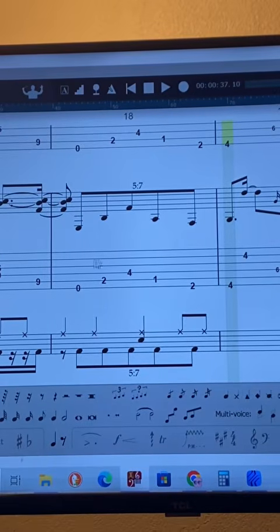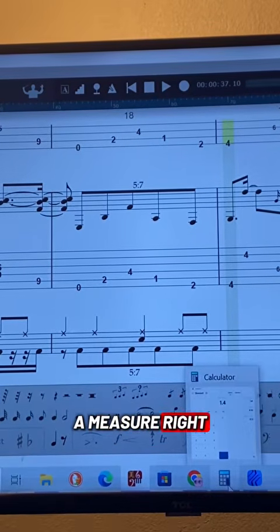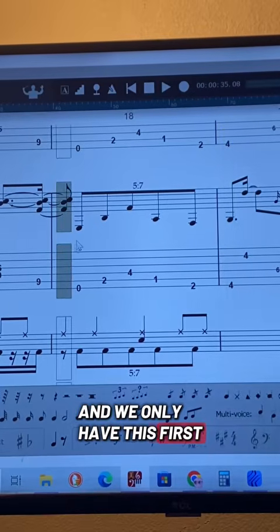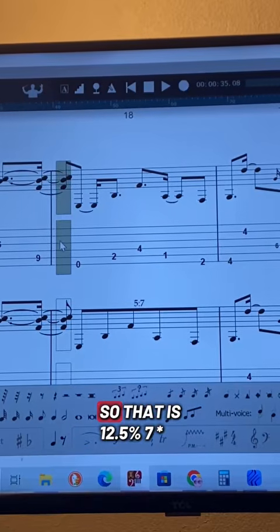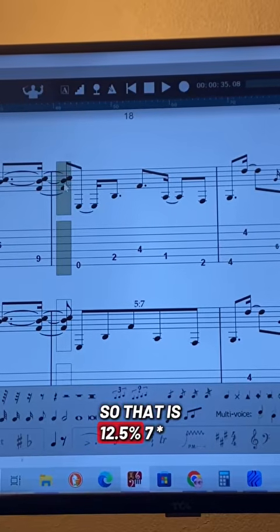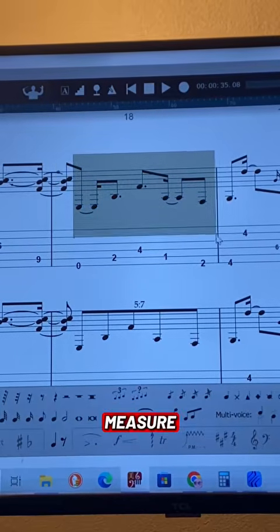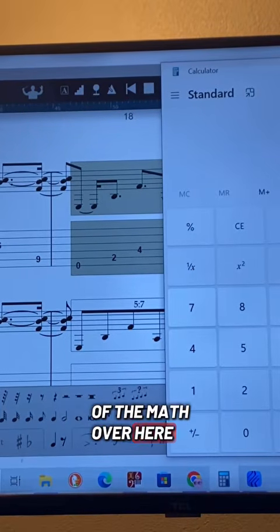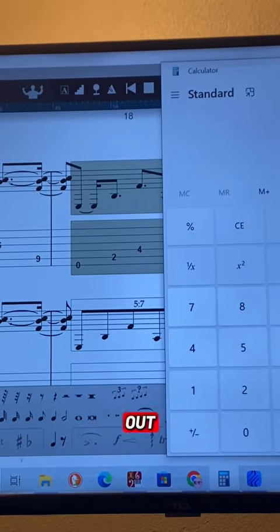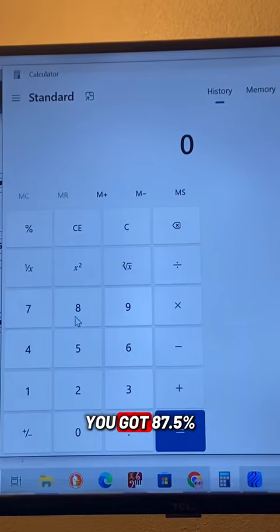All right, think about it like this. A 1/8 note is 12.5% of a measure, right? And we only have this first one taking up part of the spot within that. So that is 12.5%. 7 times 12.5, which is the remainder of the measure, is 87.5%. I've already done a little bit of the math over here, but let me clear that out.